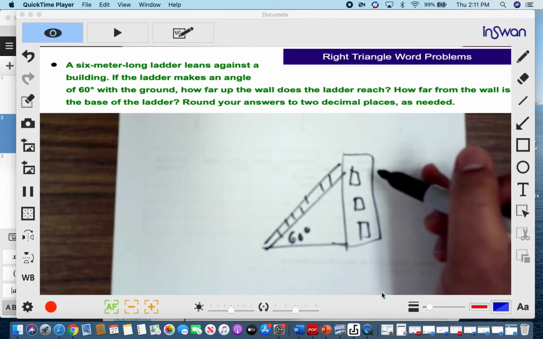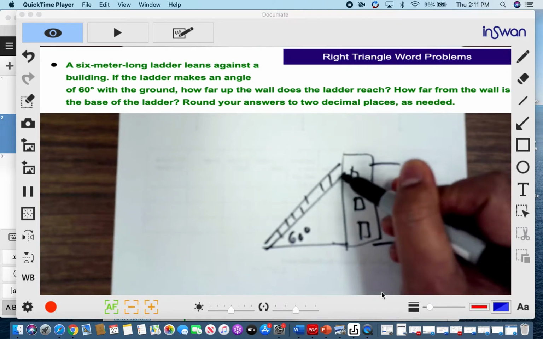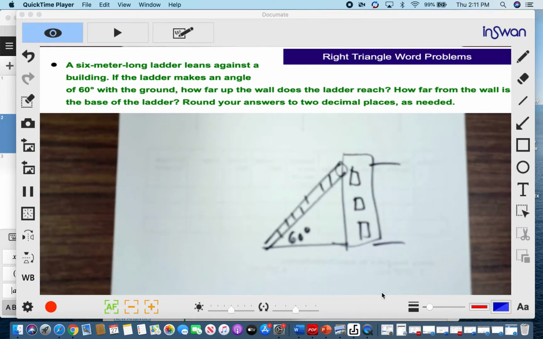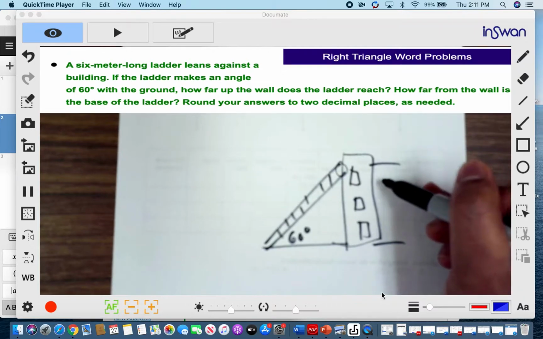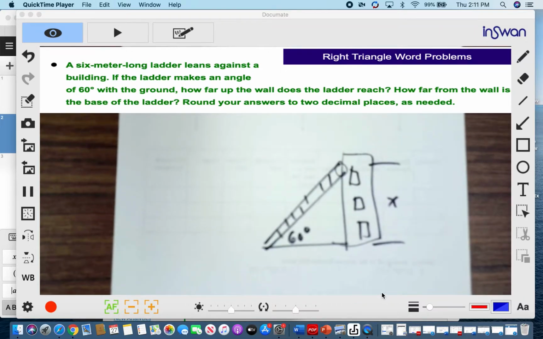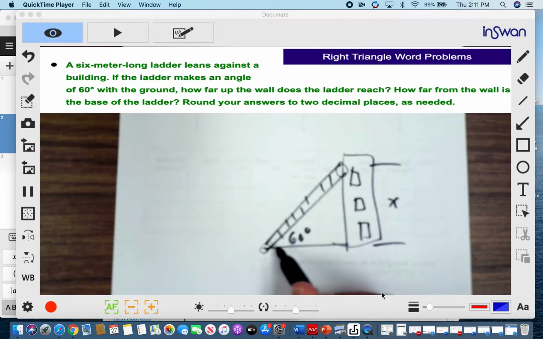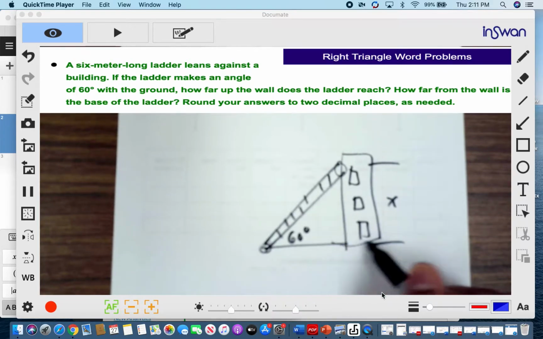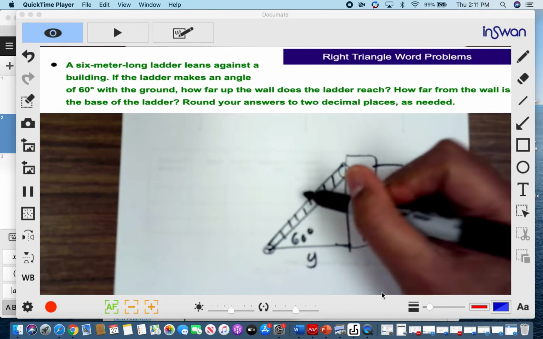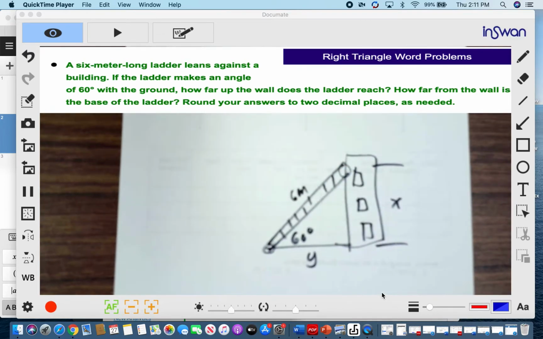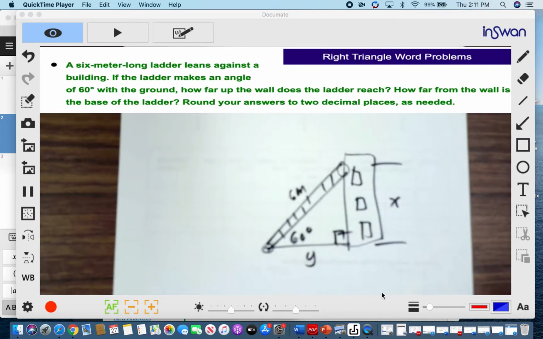Now we would like to find out how far the top of the ladder will reach on the building. Let's say we represent it as X. And how far is the foot of the ladder from the building? Let's say we represent it as Y. Because the ladder is 6 meters, you have three dimensions of the triangle: 90, 60, and 6. We can solve the values of X and Y. So we will solve first X.